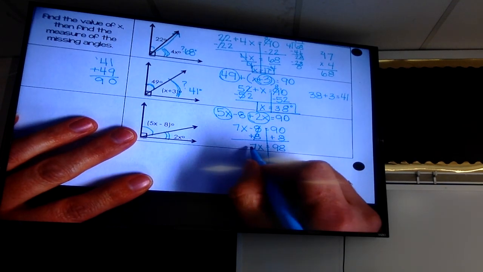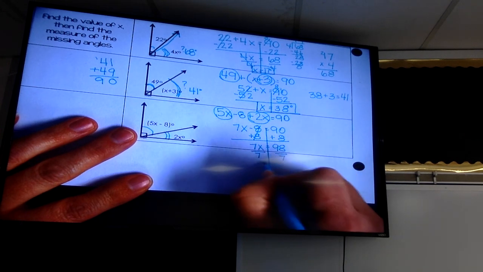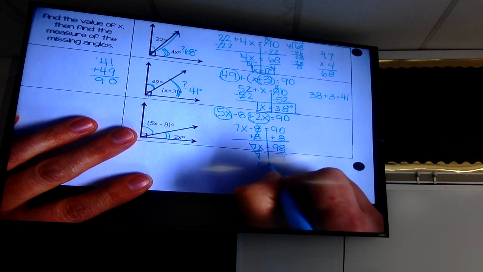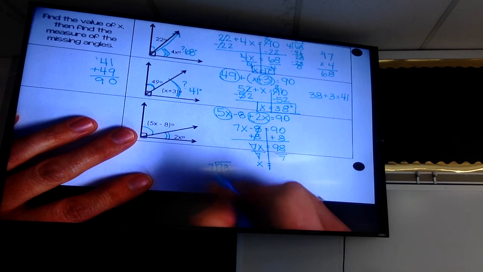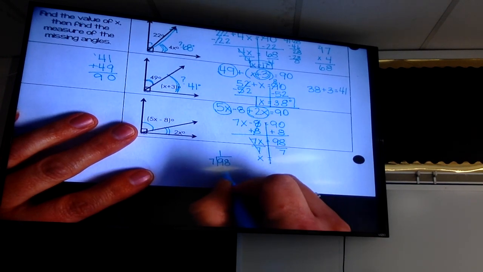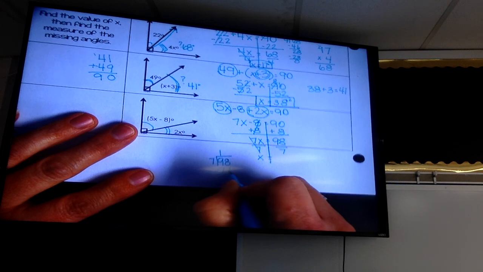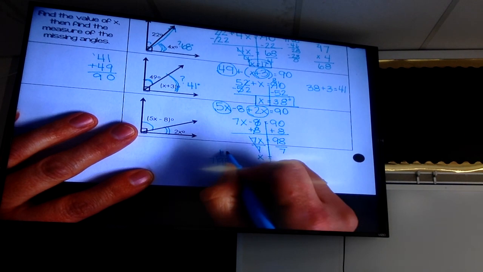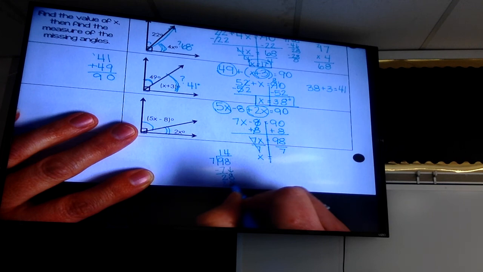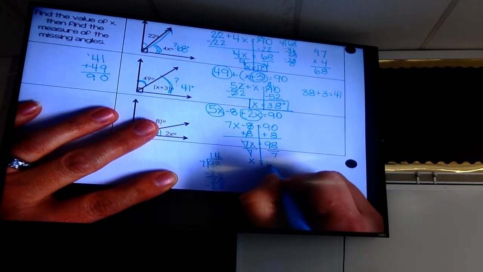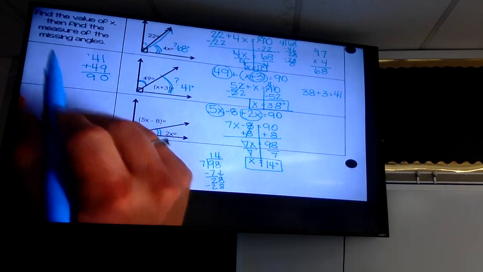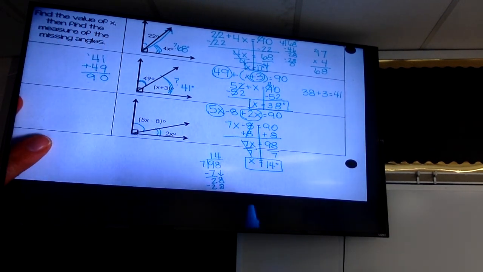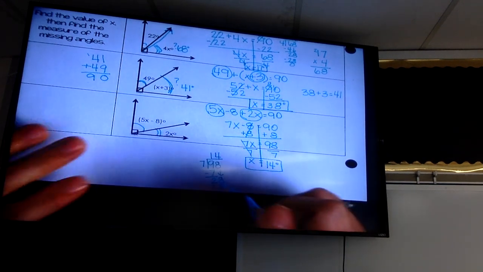Then I'm going to say number and letter next to each other, that means multiplication, and the opposite of multiplication is division. So I'm going to be left with x equals 98 divided by 7. 7 goes into 9 one time with 2 left over. 7 goes into 28 4 times, and it goes in evenly. So I know x equals 14 degrees. All right, I've done the first step. Now it says I need to find the measure of the missing angles. So there's 2 missing angles that I need to find the measure of.